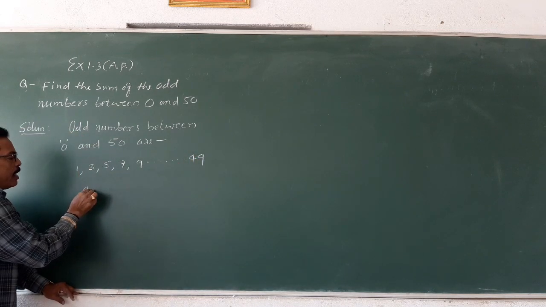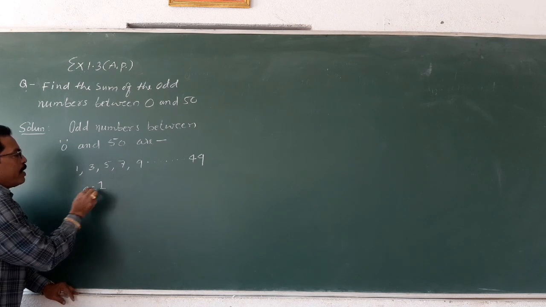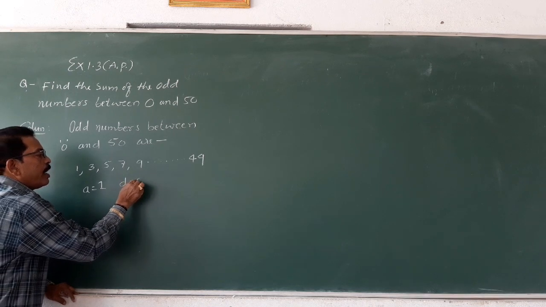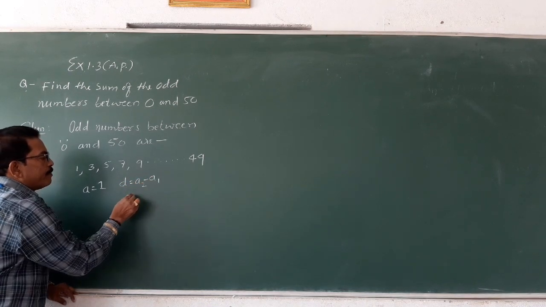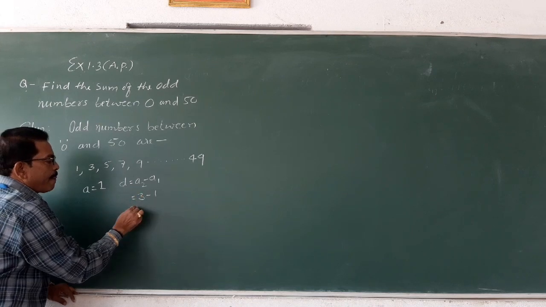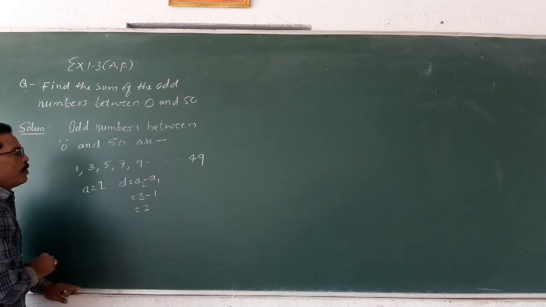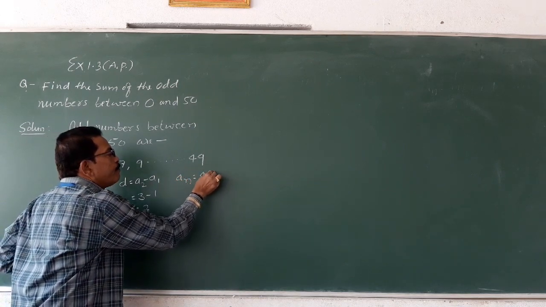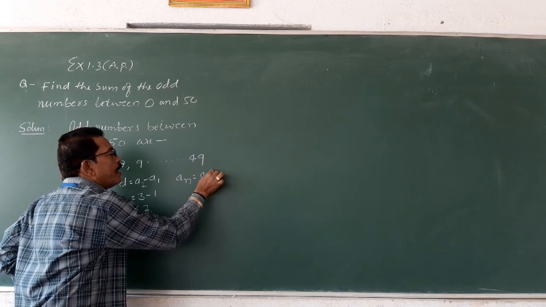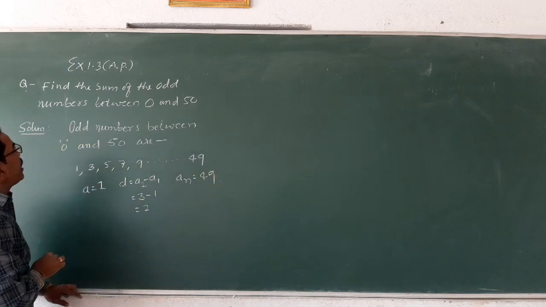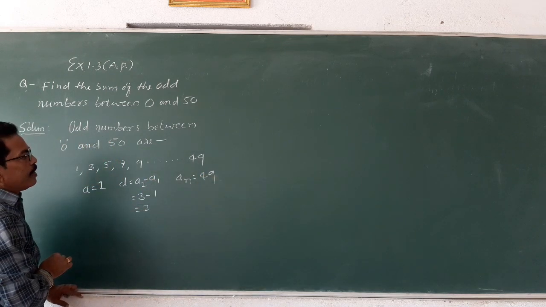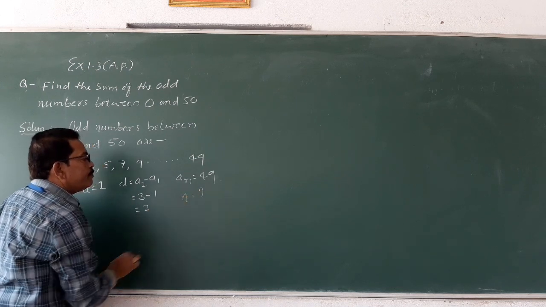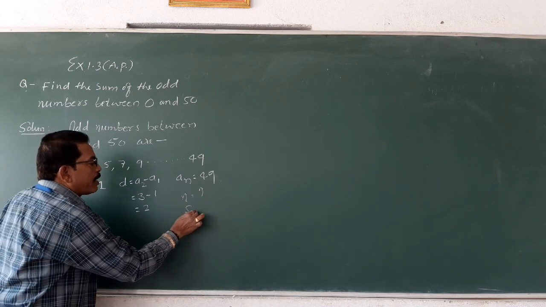So here a equals 1, d equals a2 minus a1, then an equals 49. Then n equals question mark, then Sn equals question mark.